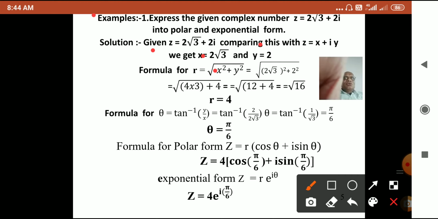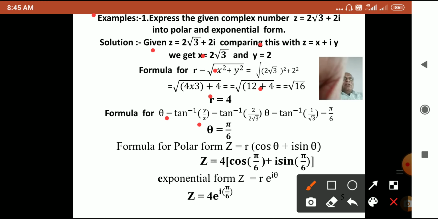So 3 into 2, that is 12, plus 4, so this is 16. So r equal to 4. Now the formula to find the argument, that is theta, which is equal to tan inverse of y by x. So this is equal to tan inverse of 2 divided by 2 root 3. So 2 gets cancelled, and we get theta equal to tan inverse of 1 upon root 3. So this is pi by 6, so we get the value of theta.